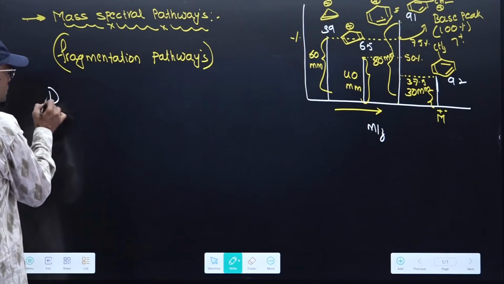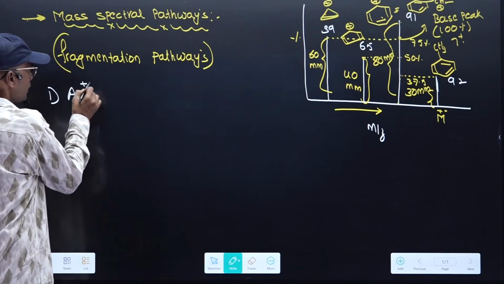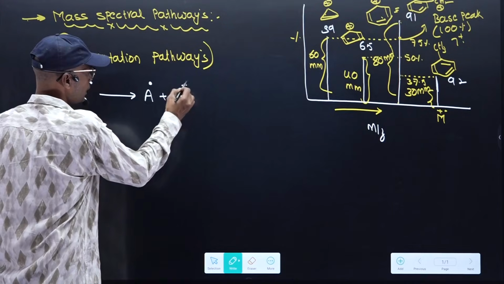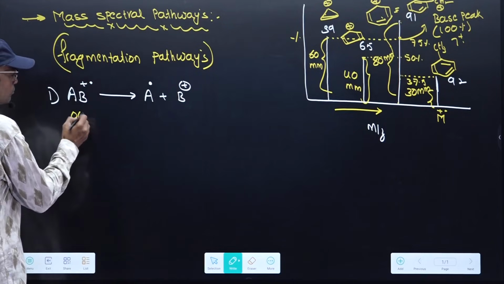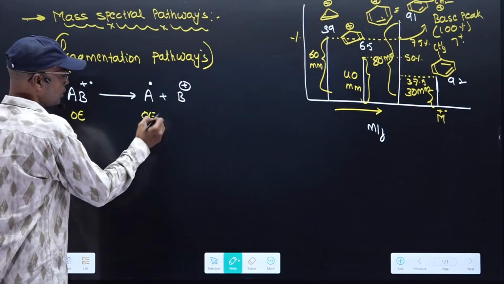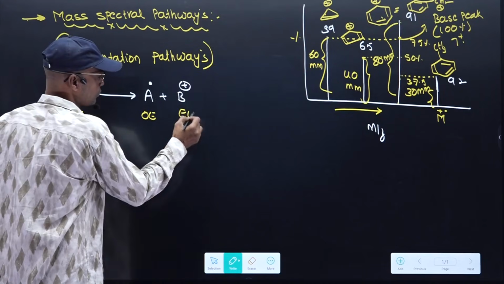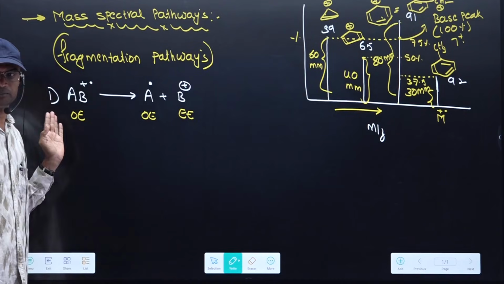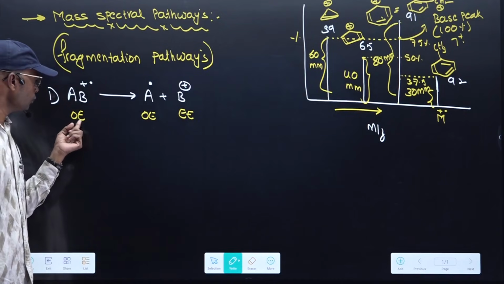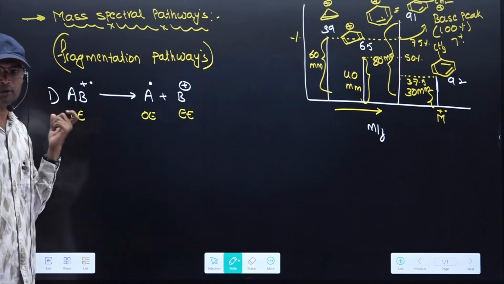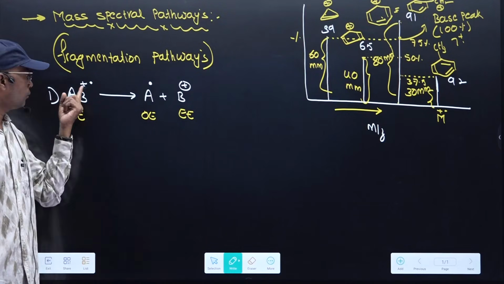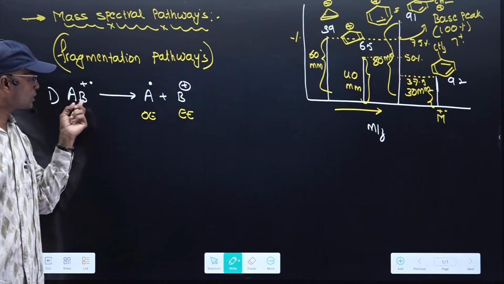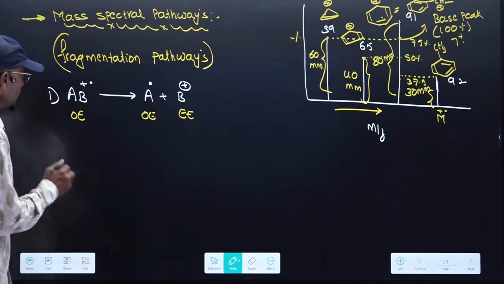Okay. So generally three possibilities are there. Suppose AB is a radical cation. If it is a radical cation, you will get one radical and one cation. This is an odd electron species, and this is an even electron ion, or even electron species. Your wish, you can write any one. What is the meaning of OE? Odd electron. What is the meaning of odd electron? It carries an odd number of electrons, only one independent electron: 1, 3, 5, 7 like that. When this fragment undergoes fragmentation, that will give one odd electron and one even electron. That is your first one.